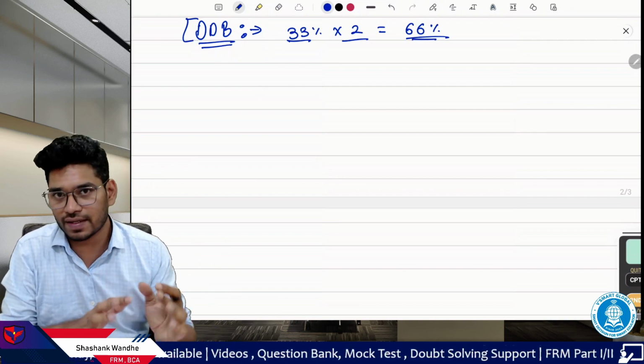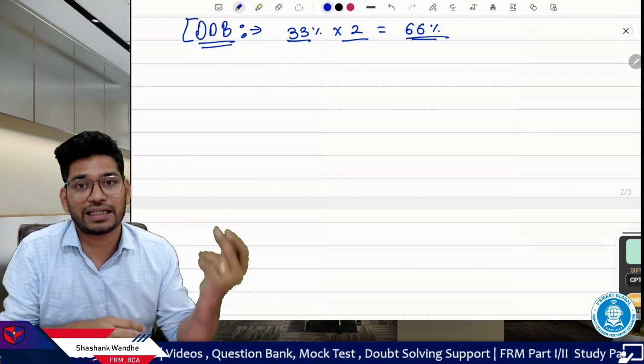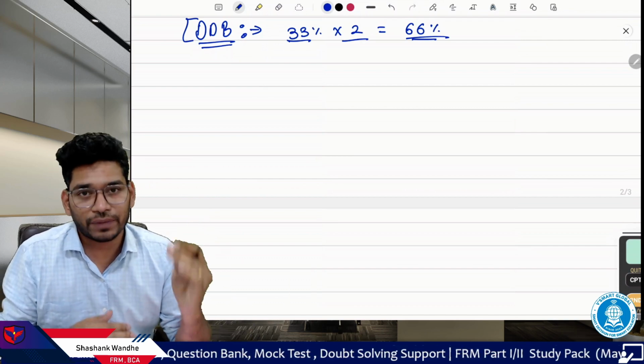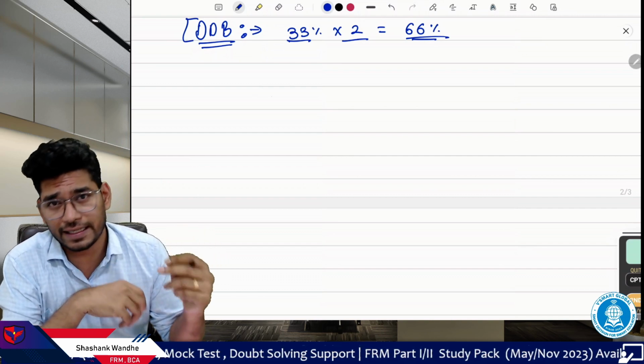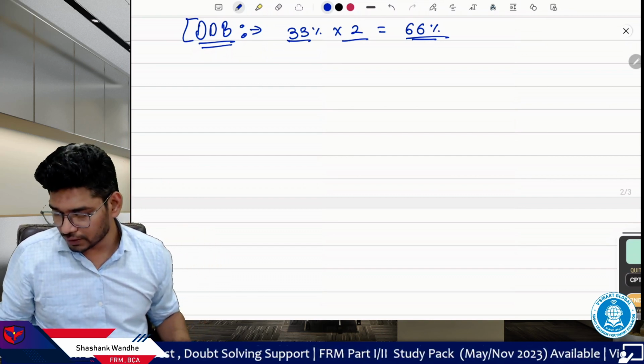The rest of the process is the same. So you can take the 66% multiplied by the net asset value. Net asset value is the cost of the asset minus depreciation. Fine.